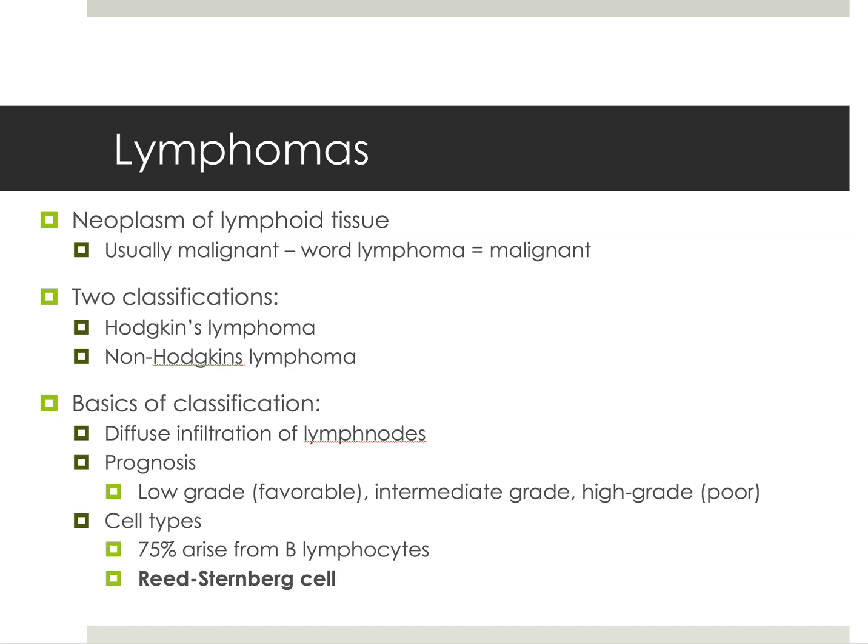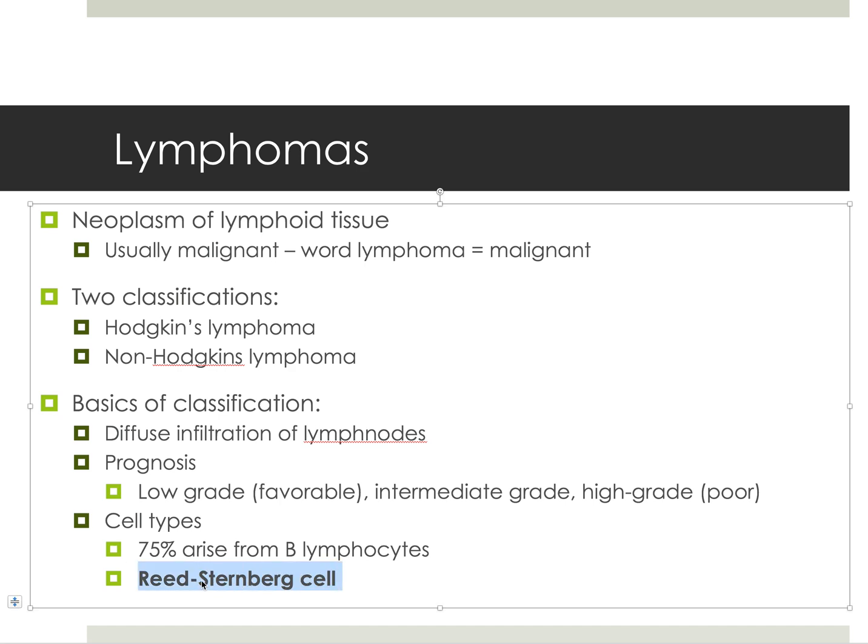All right, and then similar to leukemias are lymphomas. So this is a neoplasm of lymphoid tissue. It's almost always malignant. The word lymphoma itself means malignant, and there are two different types that get their classification, which is a really terrible classification system. The individuals who discovered the cell that we'll talk about next, the Reed-Sternberg cell, love their names, and they love naming things after themselves. If you see this cell, the Reed-Sternberg cell, it's classified as Hodgkin's lymphoma.